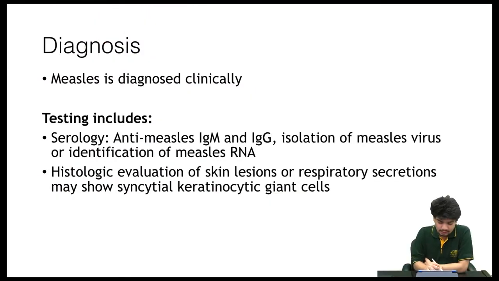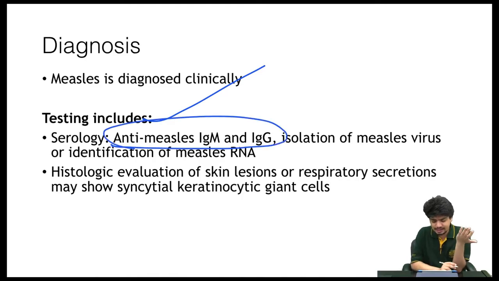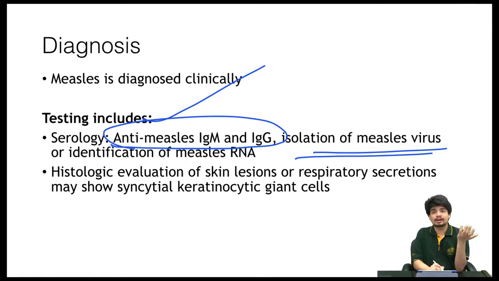Now, how is it diagnosed? The diagnosis is basically clinical. You will have this typical presentation of a child who's, let's say, around 1.5 years old, not vaccinated, comes to you with a rash, Koplik spots, had a febrile prodrome of fever, cough, malaise before, and that's how it's diagnosed. But if you want to do some serological testing, then anti-measles IgM and IgG antibodies are available, and you can also isolate the measles virus for identification of the measles RNA. It's an RNA virus of the Paramyxoviridae family.